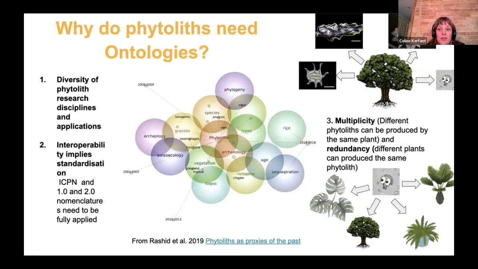There is a third issue that I wanted to raise: phytolith researchers are concretely facing another challenge with multiplicity and redundancy issues. Multiplicity happens when different phytoliths are produced by the same plant, and redundancy happens when different plants can produce the same phytoliths. It is not hard to imagine how challenging this is for phytolith identification. Ontologies might be a solution because they can link multiple concepts together, and in this precise case might help us to map redundancy and multiplicity specifics by bridging the various levels of taxonomical identification issues.